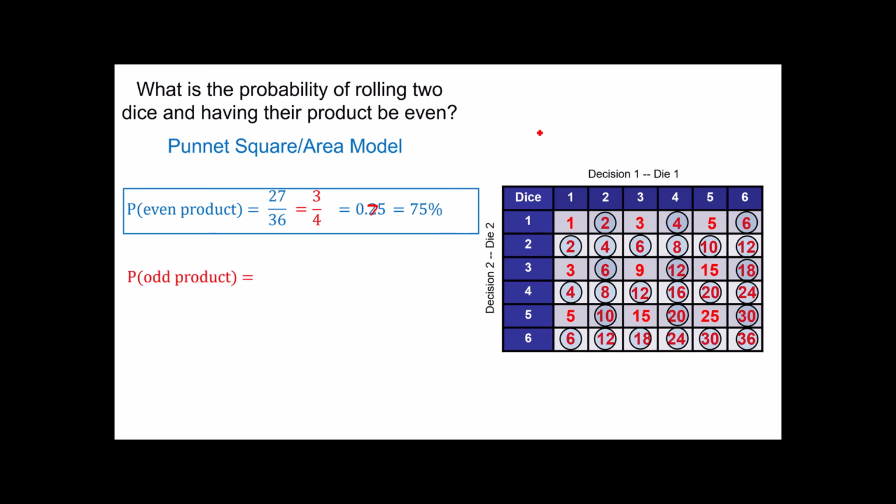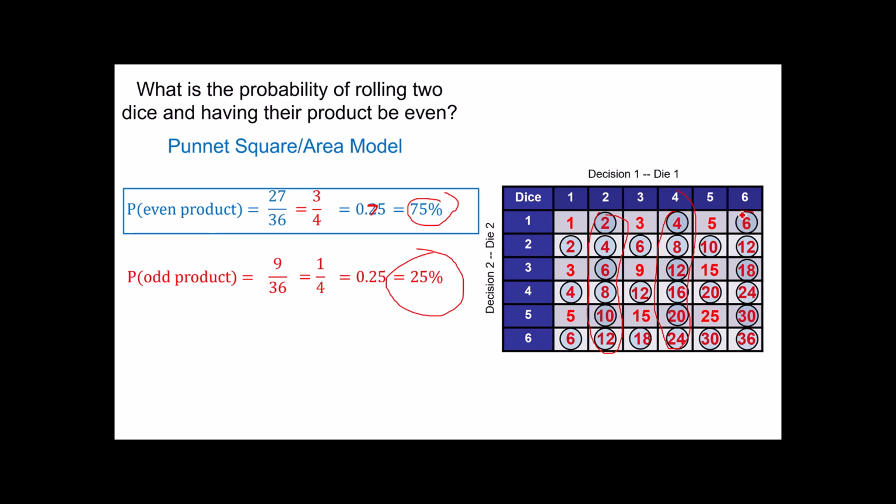Conversely, we could say the probability that the product is odd would be 9 out of 36. There are 9 that are not circled out of 36 total. That's 1/4, 0.25, and 25%. Now, I do find this to be really interesting. Most people are surprised by this because they think that the evens and the odds should be the same. But keep in mind that if you ever have an even number times anything, it always comes out as an even number.